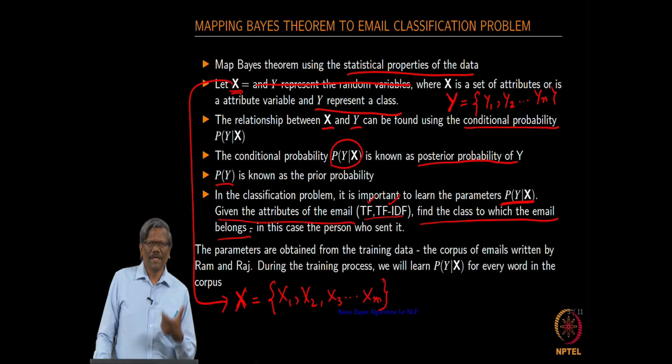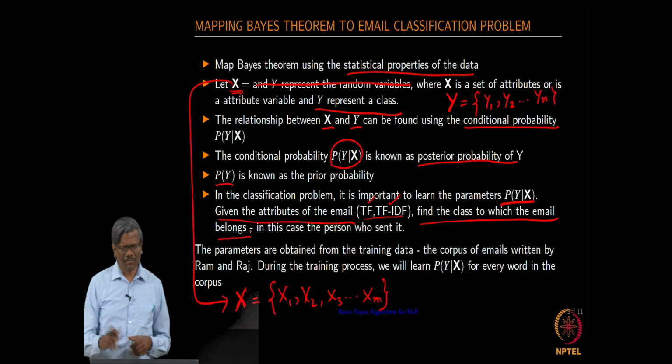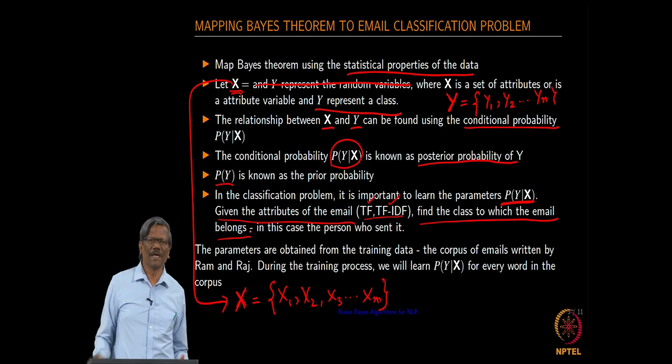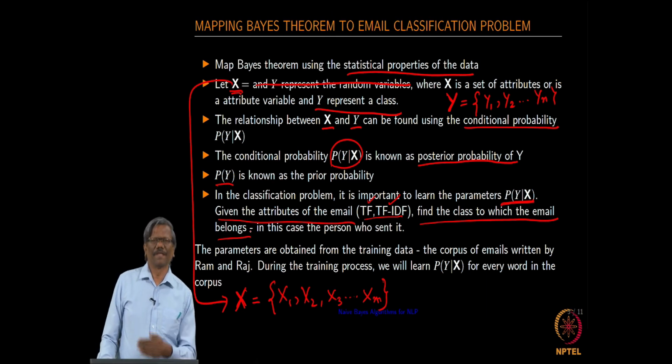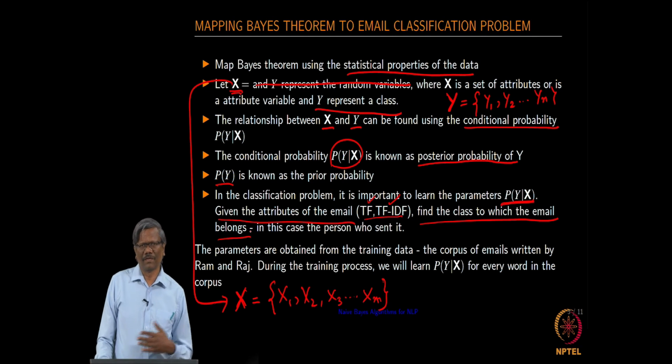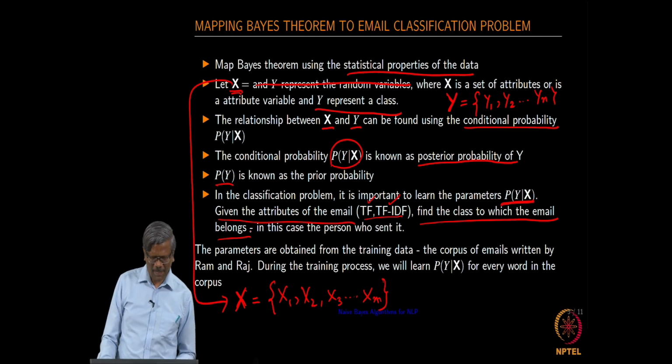And then based on the combinations of the words that are present in the email, we want to classify whether it belongs to class 1, which is Ram, or Raj, or class 2, right. So, that is what we want to find out. Now, looking at those contents of the email, how can I take the attributes out of that? That is where TF and TF-IDF or bigram frequencies, all those things would come into play, right.